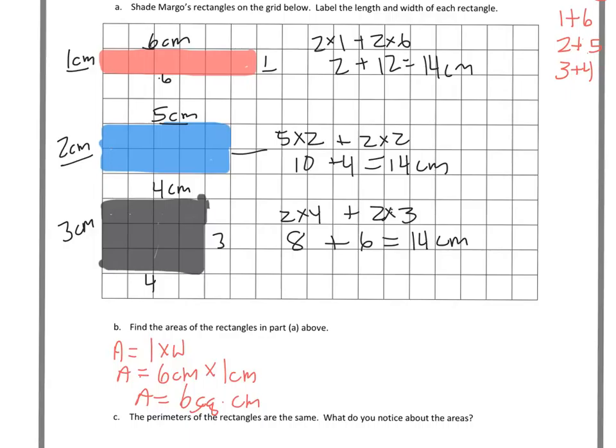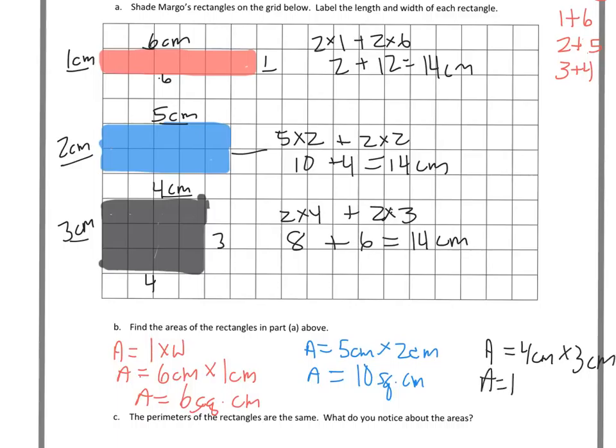For my next rectangle, I'm doing 5 centimeters times 2 centimeters. That's going to get me 10 square centimeters. And my last one, I know that I have 4 and 3, so 4 centimeters times 3 centimeters, and that will get me 12 square centimeters.